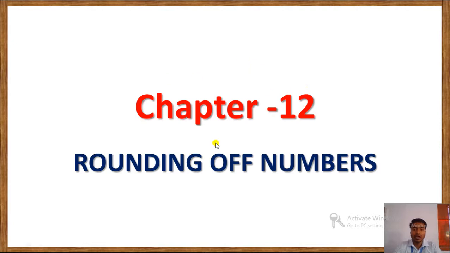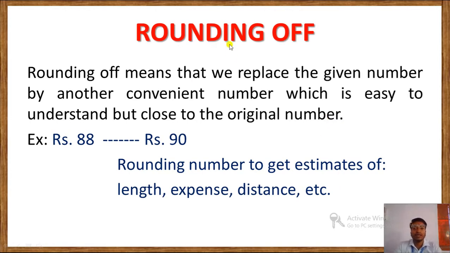Today we are going to start chapter 12, rounding off numbers. First let me tell you what rounding off is. Rounding off means that we replace the given number by another convenient number which is easy to understand but close to the original number. For example, here you can see we have the number 88 and 90 is the round off of 88. This is very easy to understand and close to the original number, which is 88.